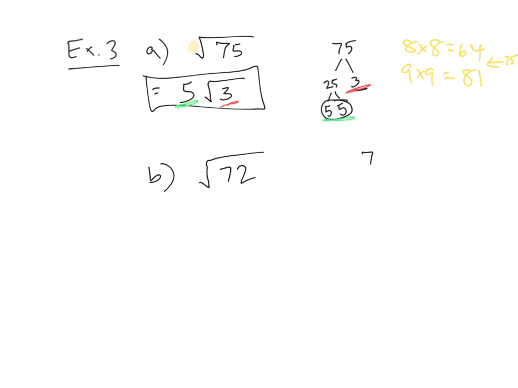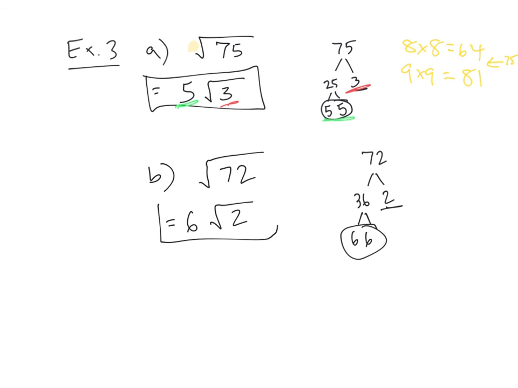So if I work out 72 here, there's kind of a couple ways of doing this. I think the easiest way is just go 36 times 2, and then 36 breaks into 6 times 6. So I have that pair of 6s that comes to the outside, and then I have that 2 left alone that's going to stay inside the root. So you should be left with 6 square root of 2.